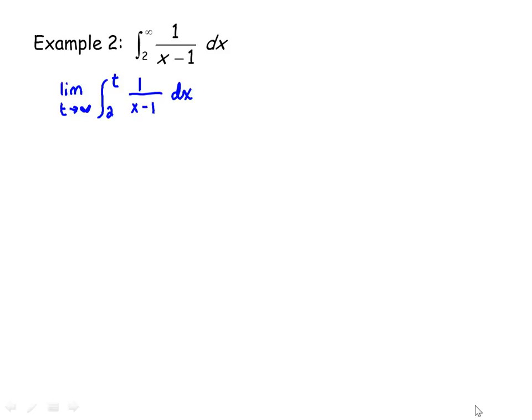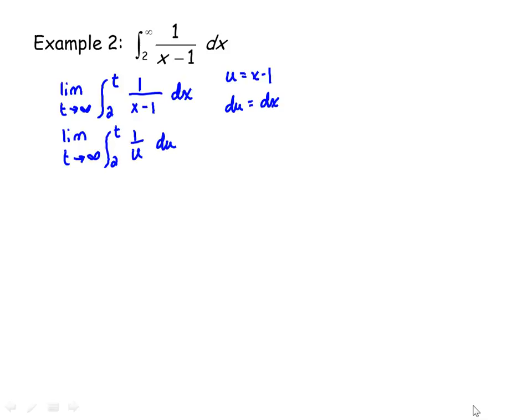Let's do the integration part first. How do you integrate 1 over x minus 1? You're going to have to do u substitution. You can't integrate a quotient. So what is u? And what is du? Okay, so we're going to have the limit as t goes to infinity. We're going to have the integral from 2 to t of 1 over u du.